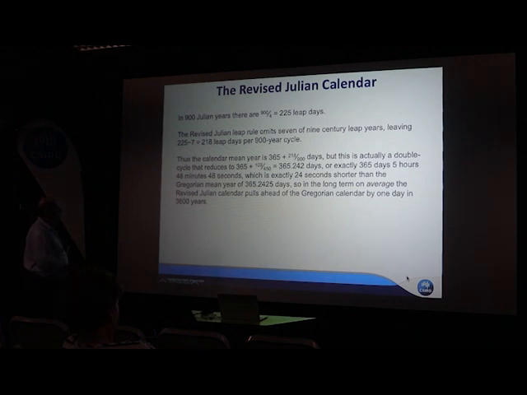So in the long-term average, the revised Julian calendar pulls ahead of the Gregorian calendar by 1 day in 3,600 years. Which again, for all intents and purposes, for us now, is forget it. Makes no difference to us. Okay? So is that clear? Why we have the leap years and how we got there, and so on. And now to David's question.